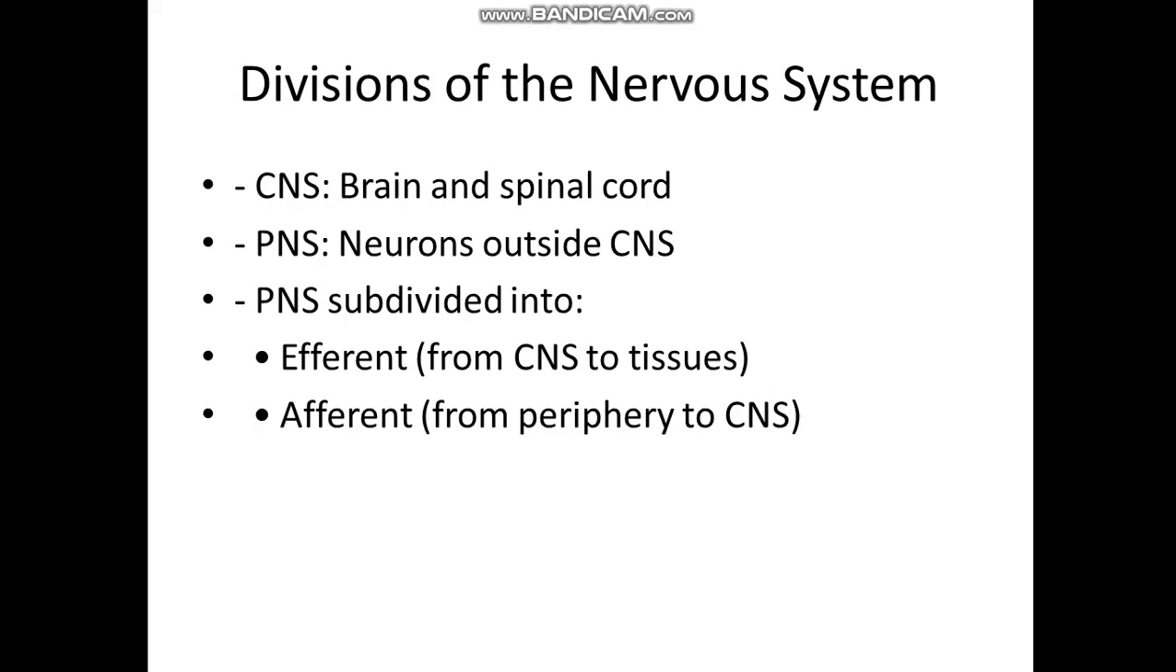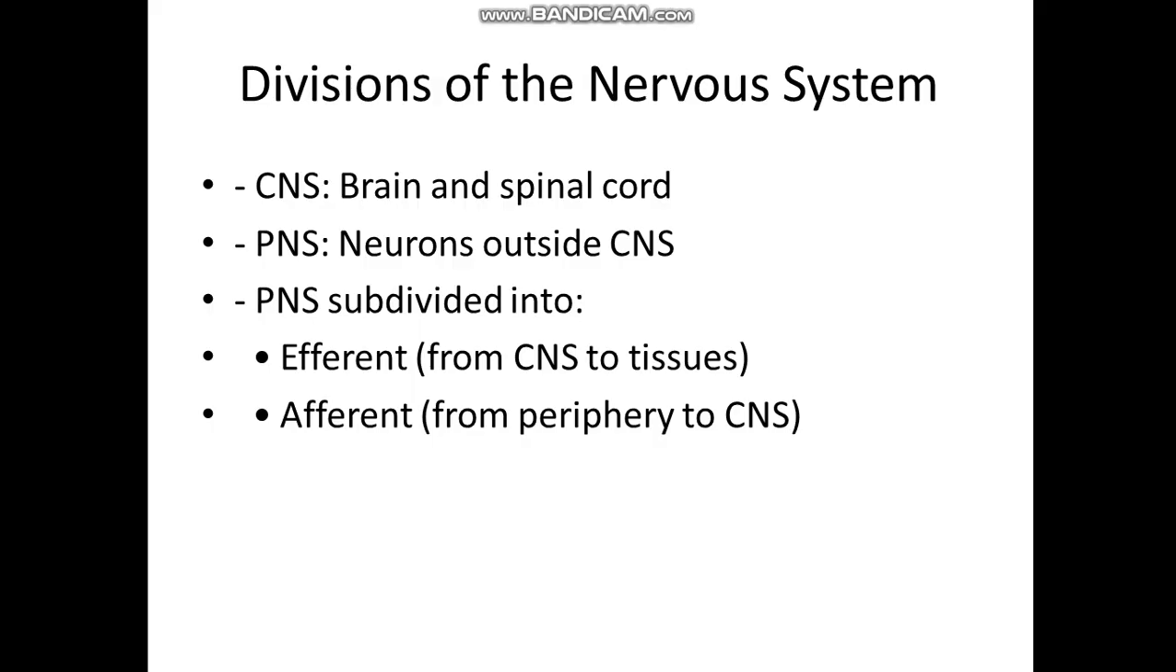Now we have the division of the nervous system. There are two major divisions: the central nervous system and the peripheral nervous system. The central nervous system exists right on the central axis of the body. If we pass a straight plane vertically through the body, you will see that the brain and spinal cord, these two organs, come into the plane. Then the peripheral nervous system is on the periphery of the central axis, which includes neurons.